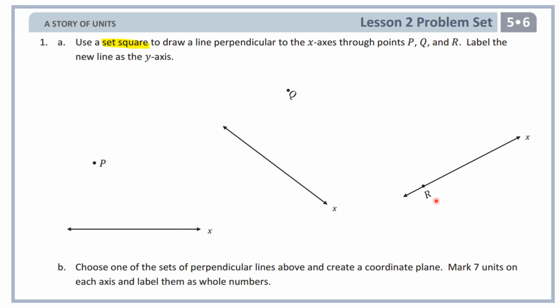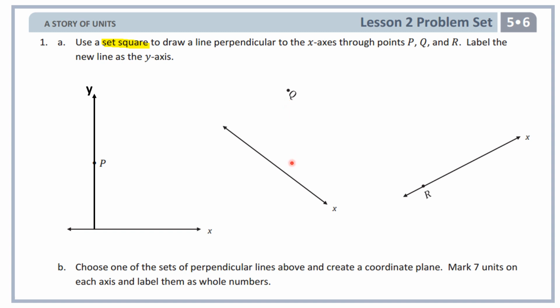Now with that set square, I'm told to draw a line perpendicular to the x-axis. Here are my three x-axes. And to draw a line perpendicular, I want a line that is going to make a 90 degree angle. So I'm going to start with this one here, point P. The x-axis is a perfect horizontal line, so my y-axis is going to be like that, straight up. That way it's making that 90 degree angle, perpendicular lines.